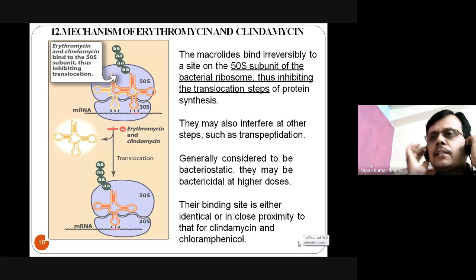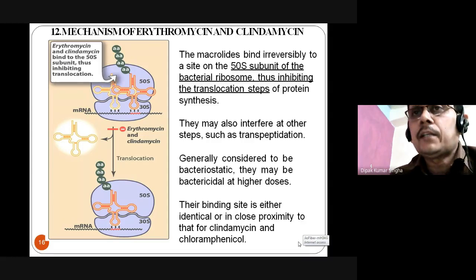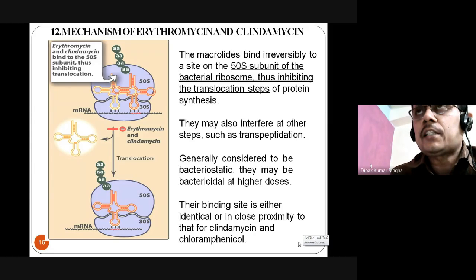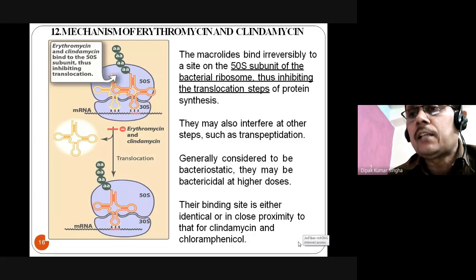Next is the mechanism of action of erythromycin and the clindamycin, which is the group of macrolide antibiotic. Especially, it inhibits the translocation procedure in the 50S ribosomes, and generally they are considered bacteriostatic and they are bactericidal at higher dose. In case of erythromycin, in case of low dose, it is bacteriostatic. That means just inhibit the growth of the microorganism, but in the higher dose, it will be bactericidal. That means kill the microorganism.